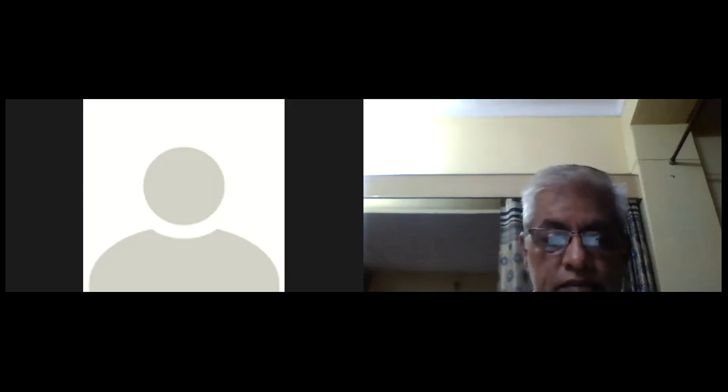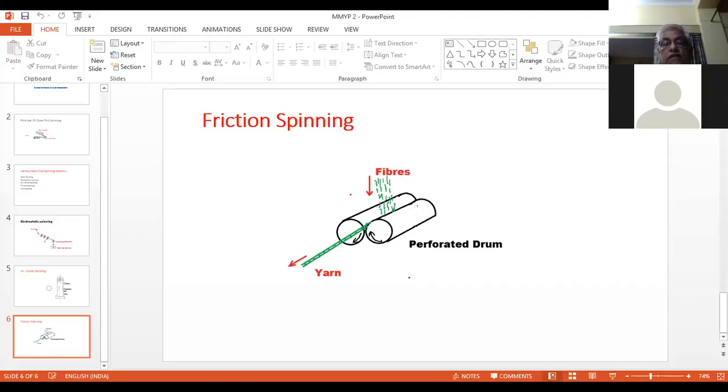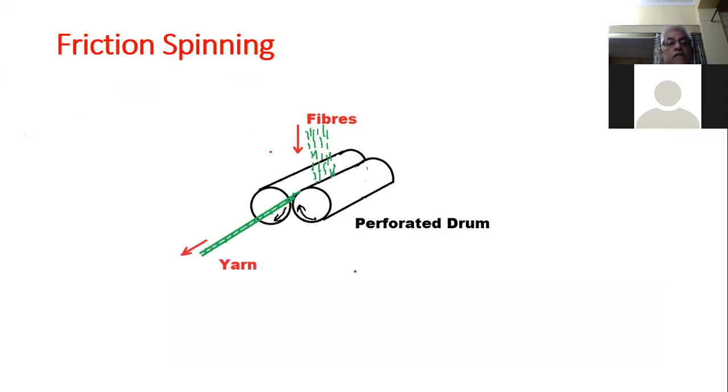Dear students, today we will study friction spinning. Before this, we have already studied open-end spinning systems. So this is another spinning system based on the principle of open-end spinning.